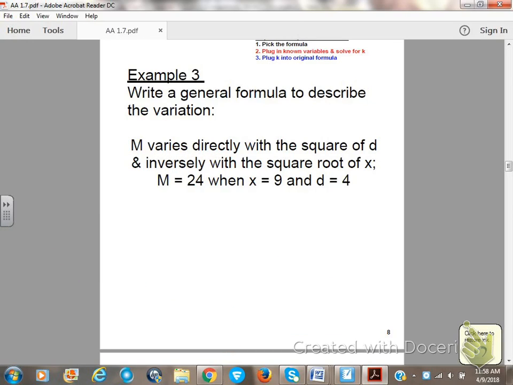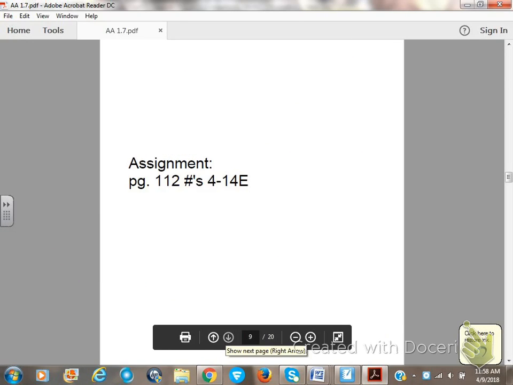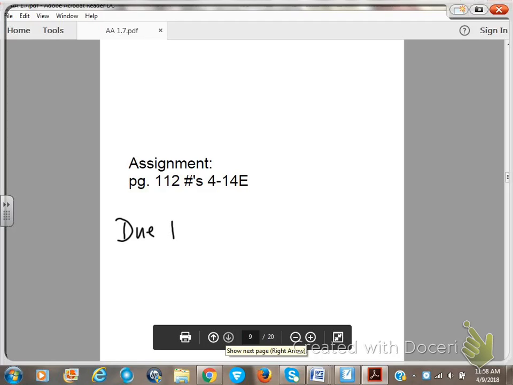So your homework is going to be on page 112, numbers 4 through 14 even. This is due Thursday, April 12th. If you are going on the Hamilton trip, you might want to get it done now and just leave it on the desk. If you're not going on the Hamilton trip, then you can work on this tomorrow during class. But you all need to have this turned in before you leave for the chemistry trip on Thursday.